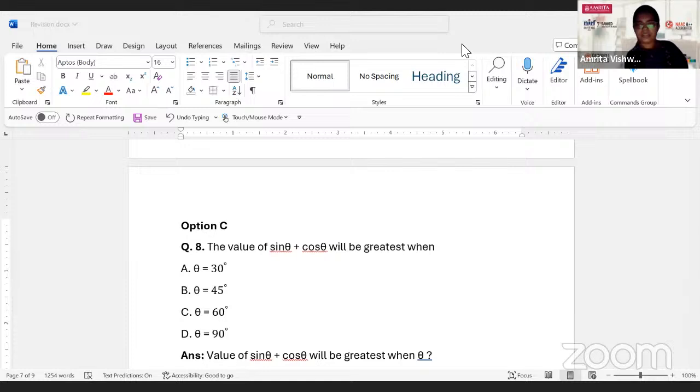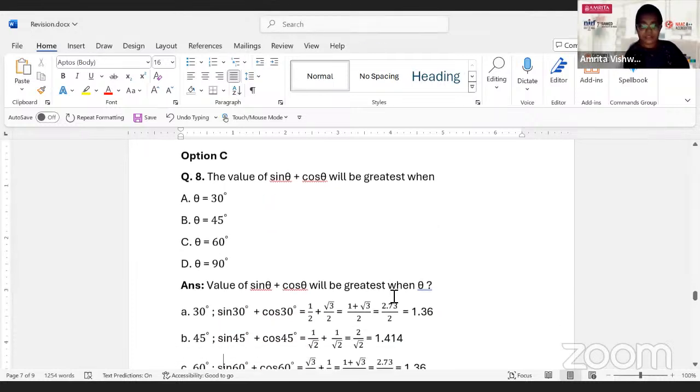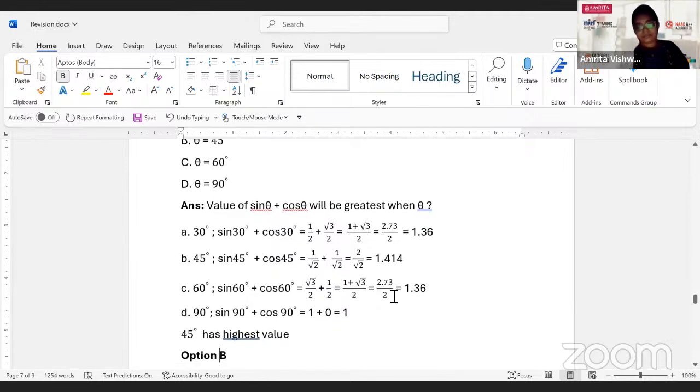The value of sine theta plus cos theta is greatest when you have theta as 30 degrees, 45 degrees, 60 degrees, and 90 degrees. I have written this and shown because I want all of you to understand. Sine 30 is 1 by 2, cos 30 is root 3 by 2. I don't want anyone to use pen and book. Sine 45 is 1 by root 2, cos 45 is 1 by root 2, sine 60 is root 3 by 2, cos 60 is 1 by 2, sine 90 is 1, cos 90 is 0. So you have everything. When you take the sums, it's 1.361 and 1.414. So 1.414 is the highest and it's option B.